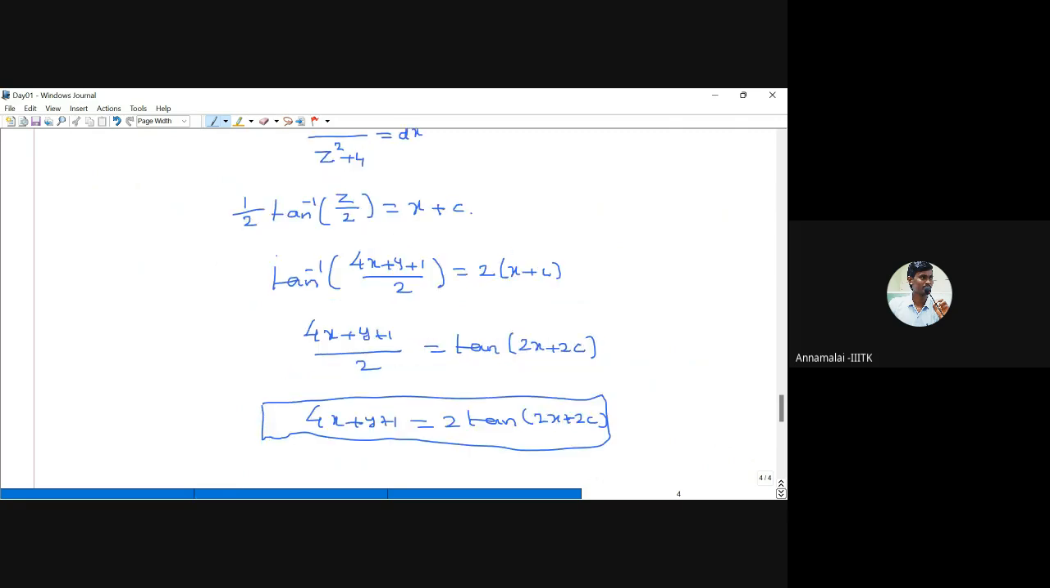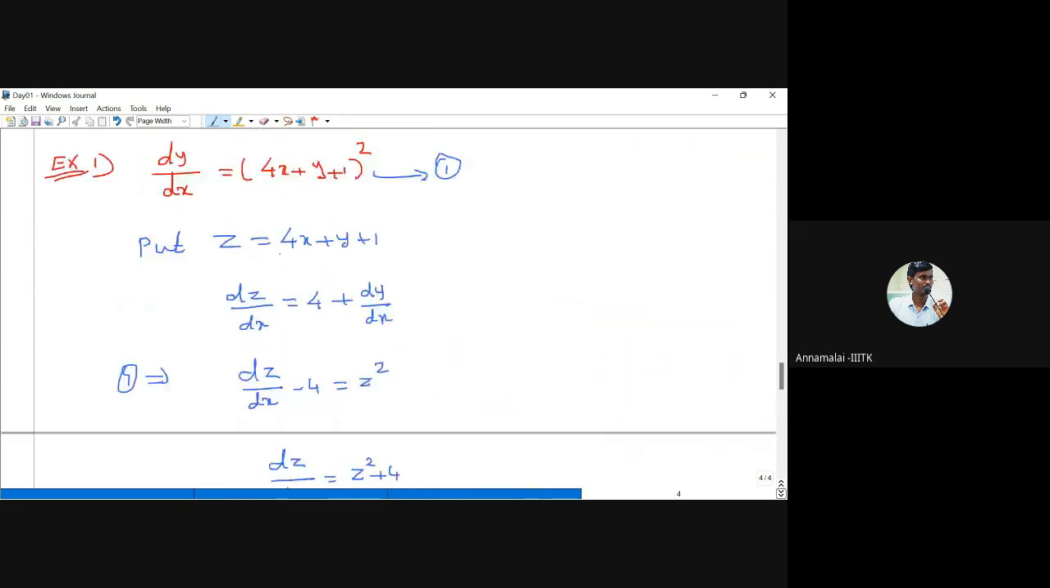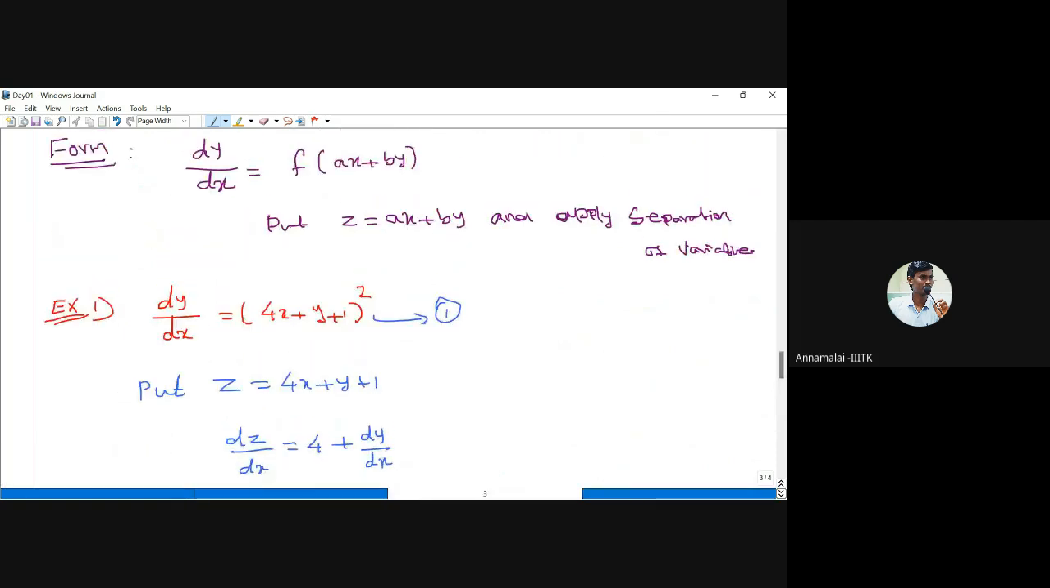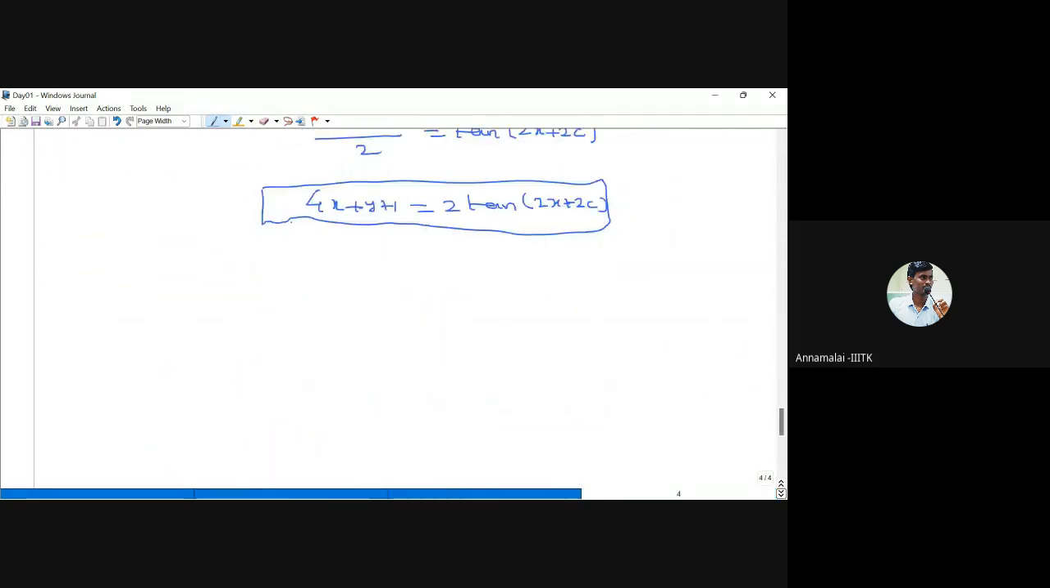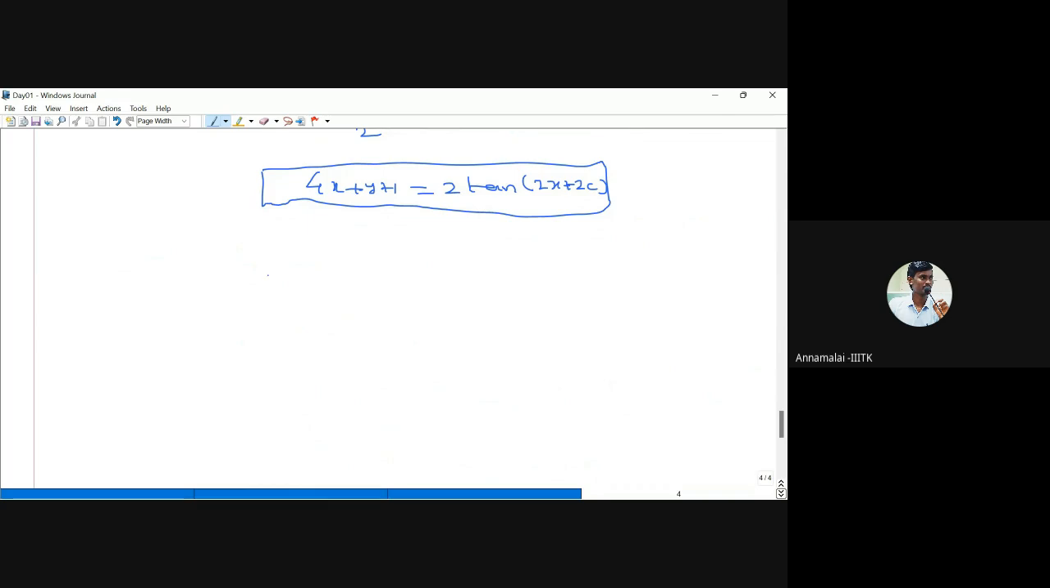So therefore, the right hand side is of the form function of ax plus b. Then we call that z, and then you have to change the differential equation in terms of z and dx, and then apply separation of variables. Finally, we replace the z value. You will get a solution. And maybe we'll discuss one more problem in this method.